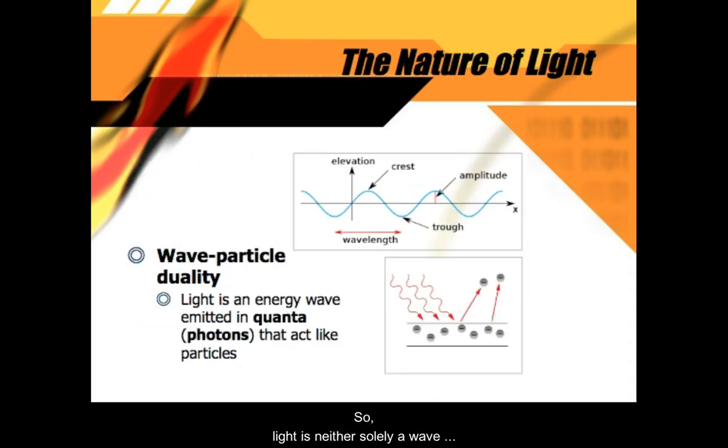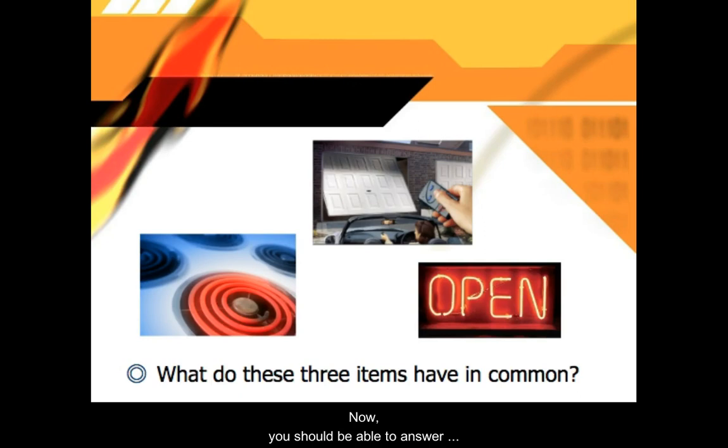Therefore, light is neither solely a wave nor a particle. It is both. Now you should be able to answer the question, what do these three items have in common?